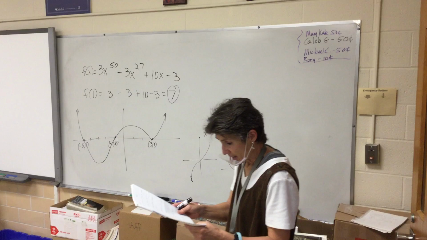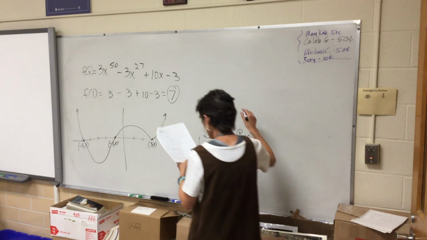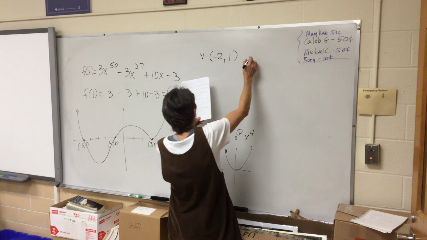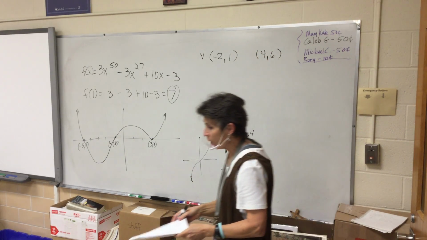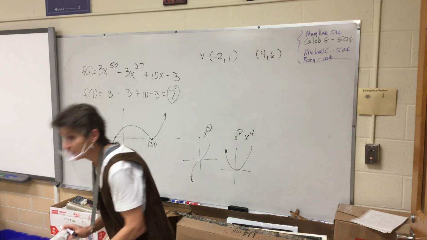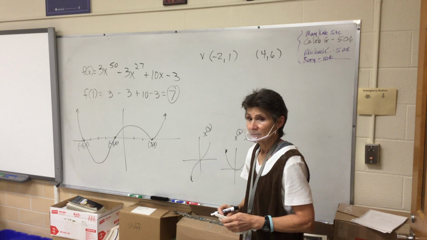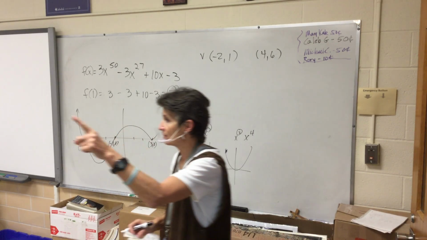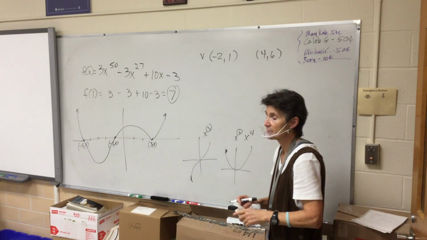Okay, number 9. Write an equation for a quadratic function. Oh gosh, I think we did this yesterday, but let's do it again. Vertex -2, 1, and containing the point 4, 6. This is a quadratic. Do not find slope. When do we find slope? One time. Linear, linear, linear, line, line, line. That's it. No slope other than lines, okay?